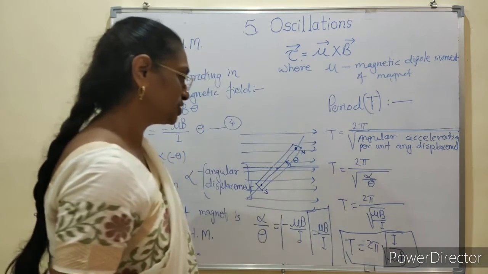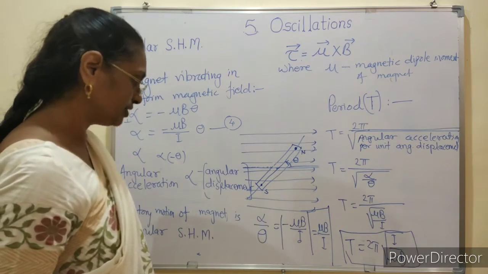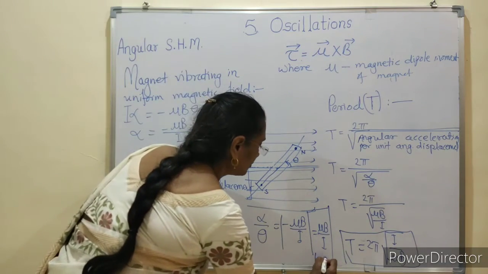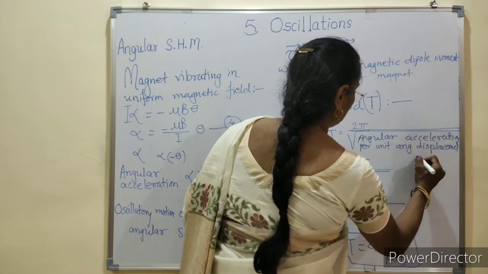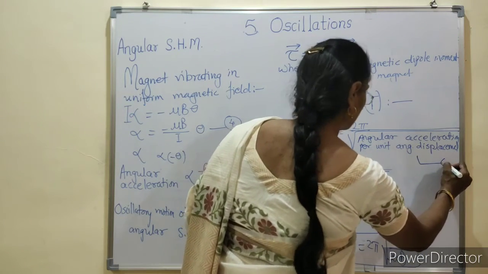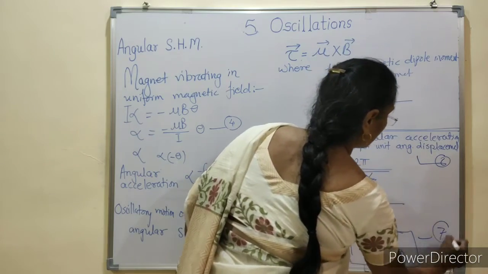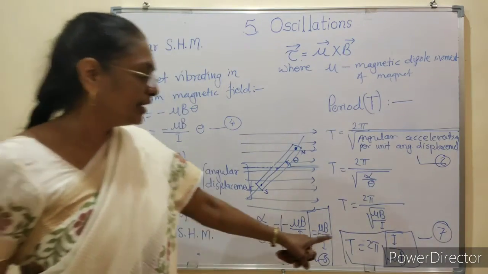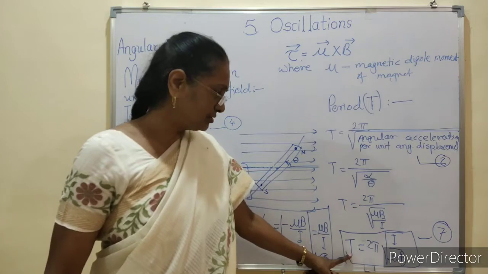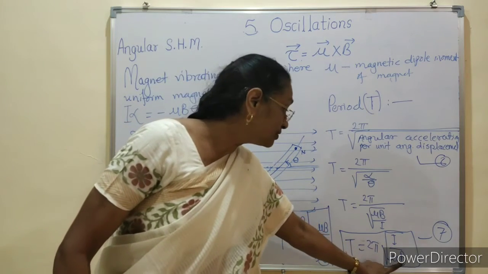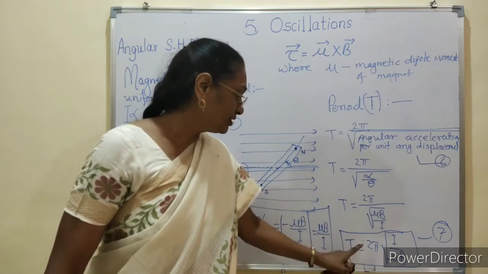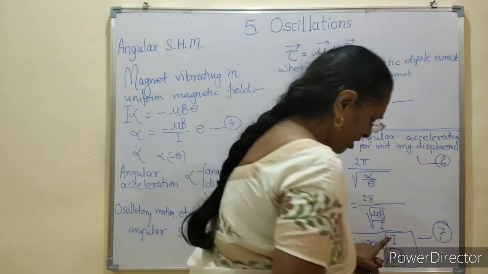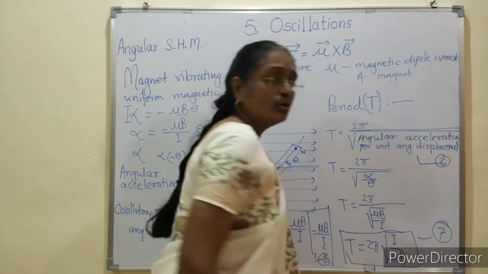So this is the expression for period of a magnet. We can give the number for this as 5, and this last equation we considered is equation 6, and the last expression as 7. Period of a vibrating bar magnet when it is placed in the uniform magnetic field of induction B is twice pi under root I upon mu B.